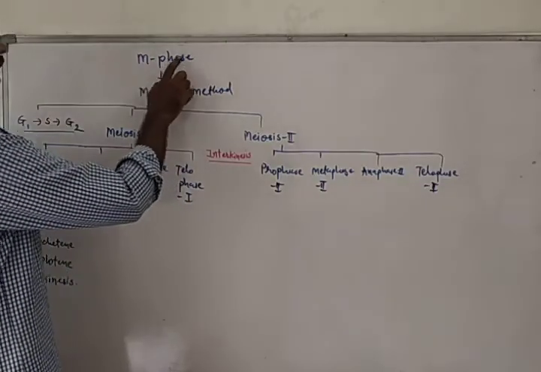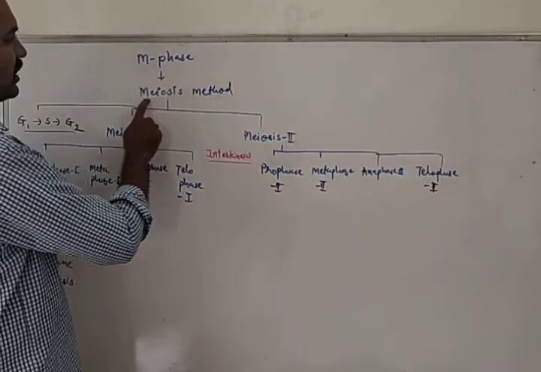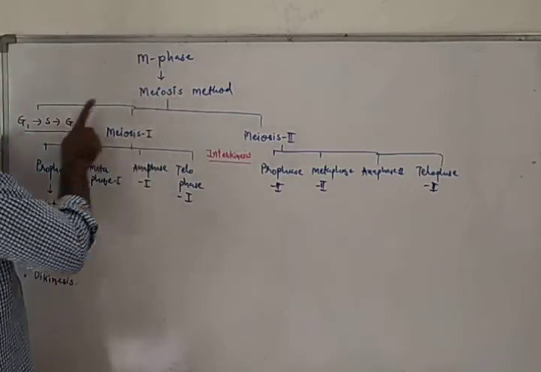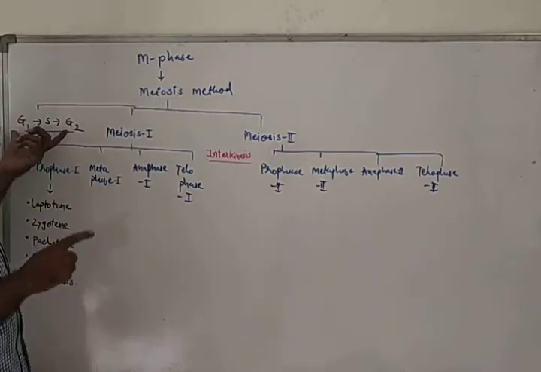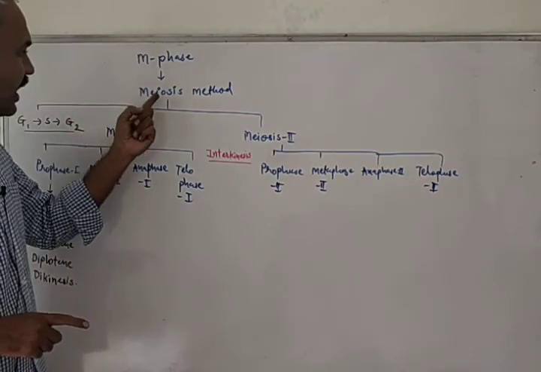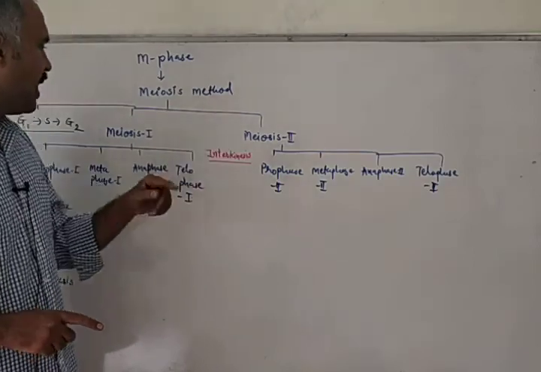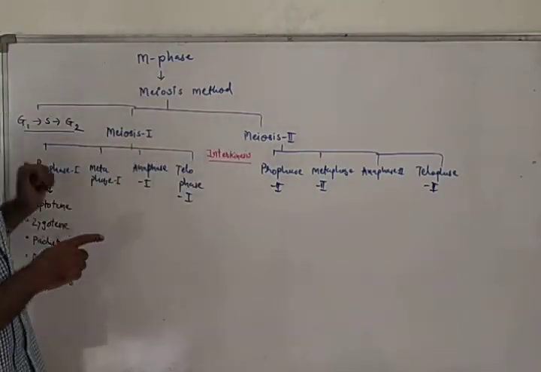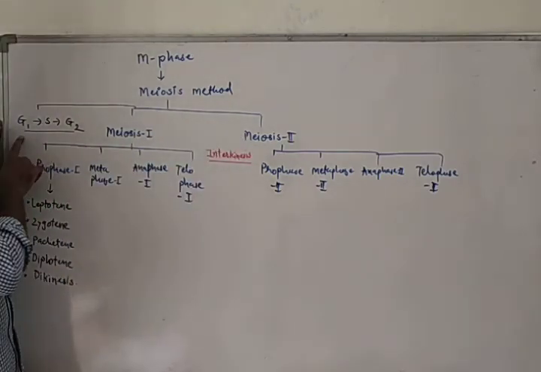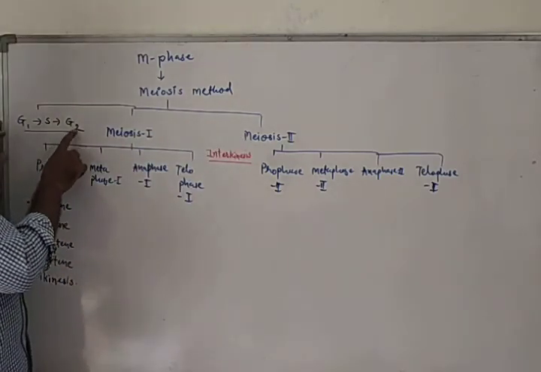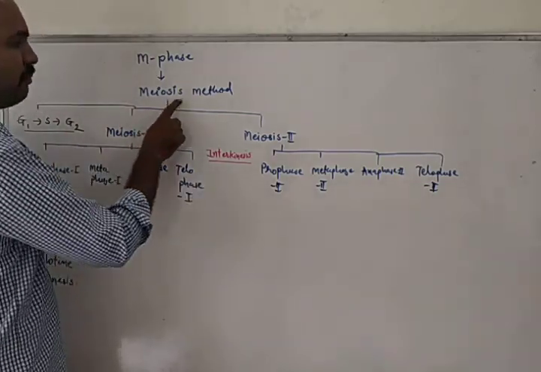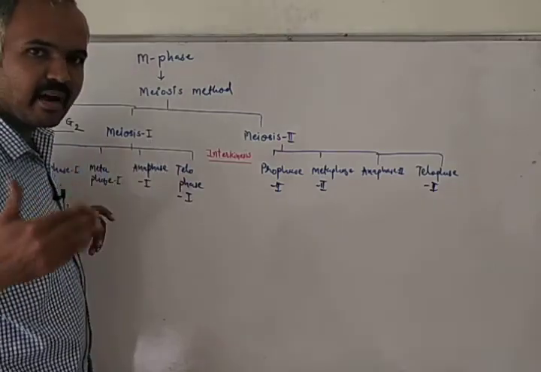So M phase, after the completion of G1, S and G2 phase, can occur via the meiotic method, and in that method two steps are involved, meiosis 1 and meiosis 2. When a cell completes G1, S and G2 phase, it can either enter into the mitotic phase or it can divide via the meiotic method.